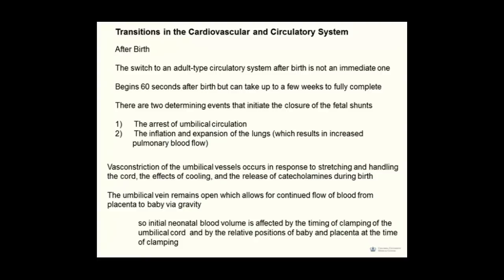So there are two determining events that initiate the closure of the fetal shunts: the arrest of umbilical circulation and ventilation of the lungs.